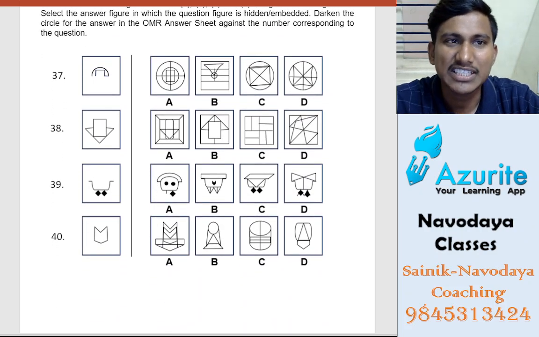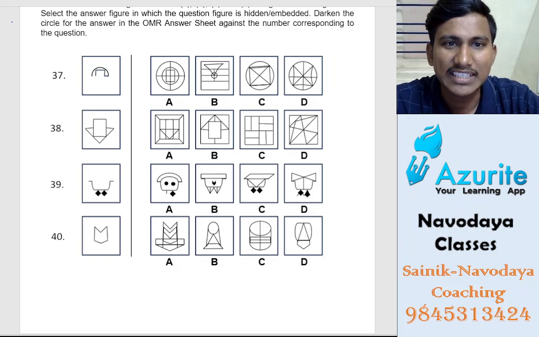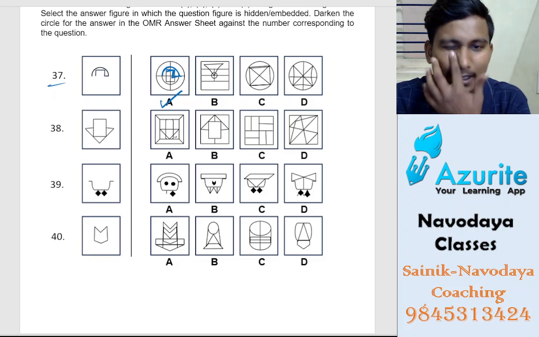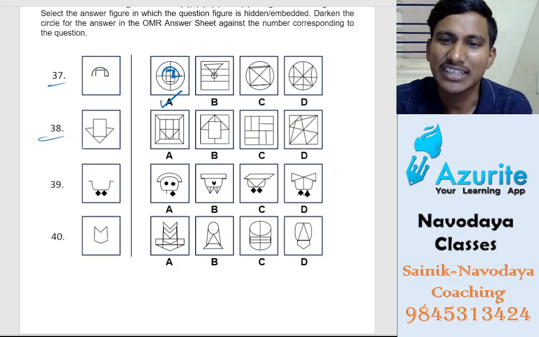So last, that is the hidden figure we have to find. Where is it hidden? In 37, if you see, it is there in which option? That is option A, it is there, right? If you want to draw, you can draw it like this. Here it is, and then it will come like this, and then like this, right? That is option A. Now 38, in which figure is it there?